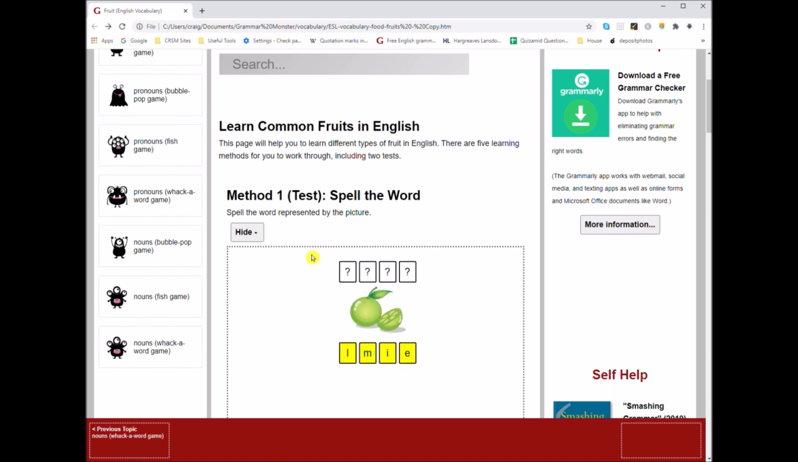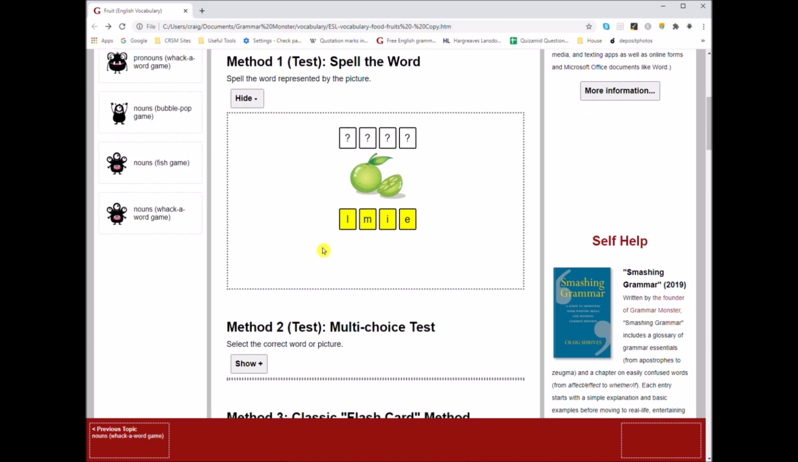Method 1 is a spell the word test. It shows you a picture of a fruit and then it jumbles up the letters of that fruit. You then spell the word. Method 1 is designed to slow you down, to make you spell the words so that you have to think about them, to consolidate their meanings in your head.